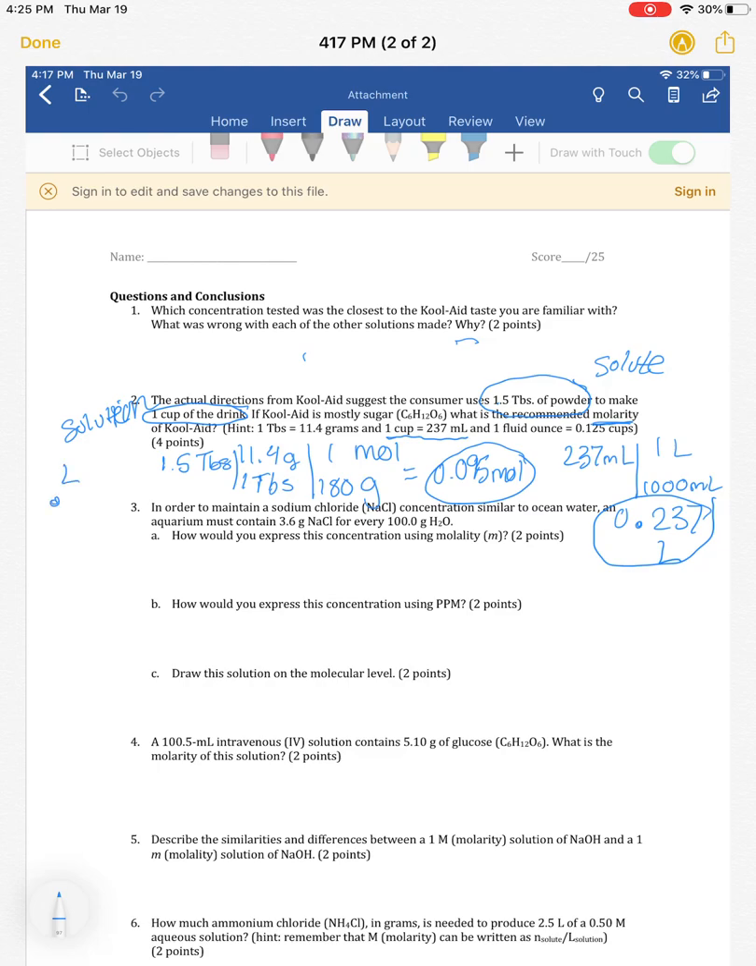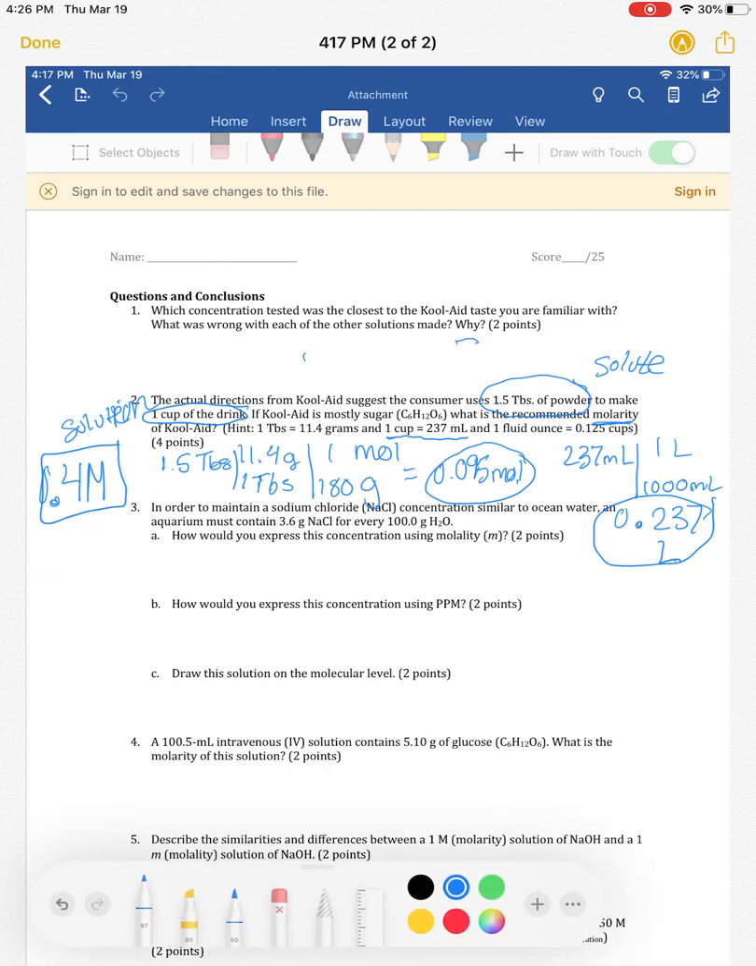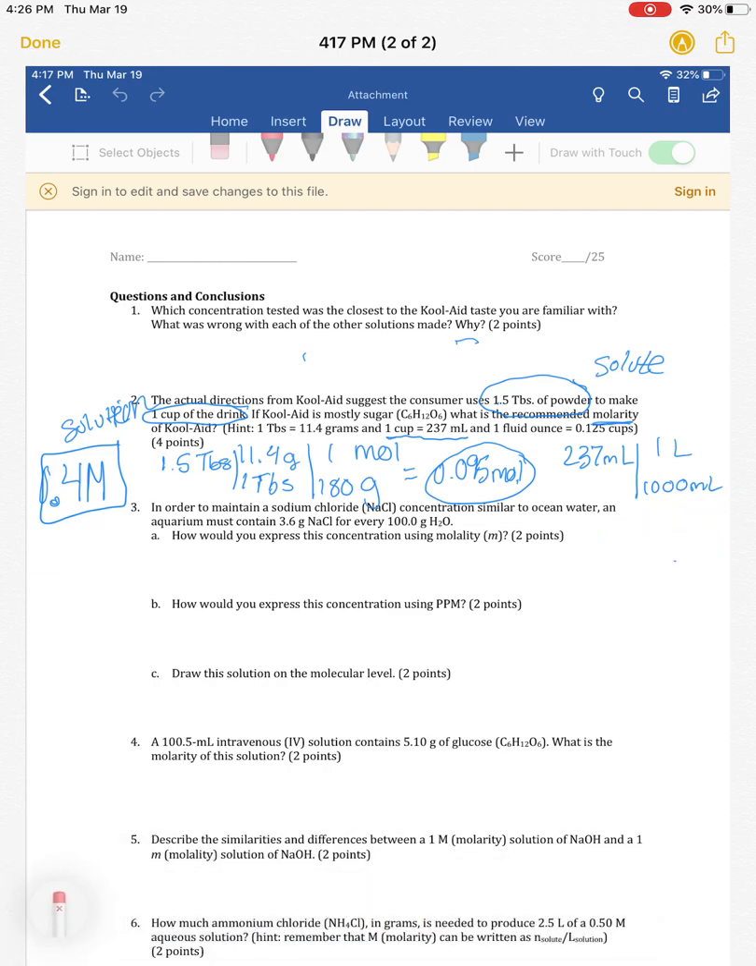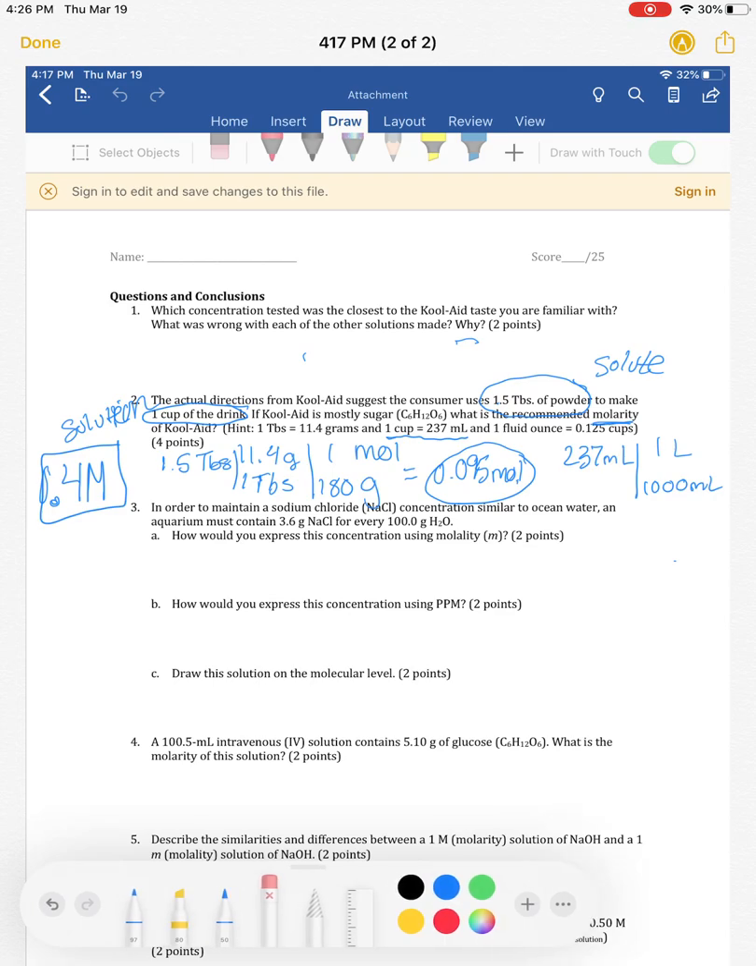I'm going to write it over here because I'm out of room. And there you have it. So for molarity, you just need to find your moles, you need to find your liters of solution, and divide the two. No matter what they give you, you can always find that. And I'm going to erase this because we're going to write down here. Okay, so that's how you find molarity, and so therefore the middle one was correct. The one that we put 7.2 grams in 100 milliliters, that was the one that Kool-Aid recommends.